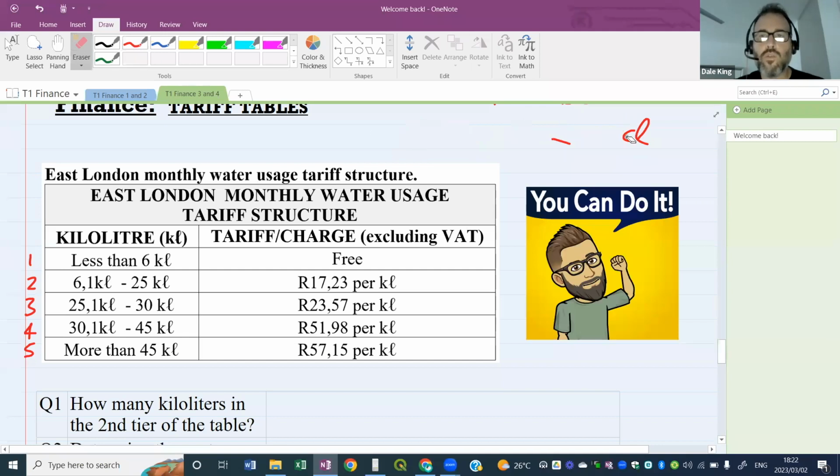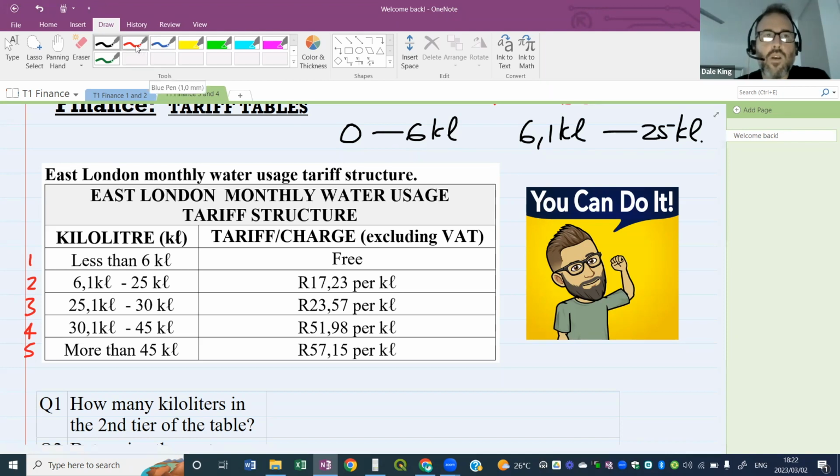Now, the people that drew up this table, for ease of use, to make it easier to understand, they said the first interval is from 0 to 6. The next interval is from 6.1 to 25. Now I know what you're thinking. What happens if someone has 6.05? That's a very good question, because between 6 and 6.1, there is still a little bit of room.